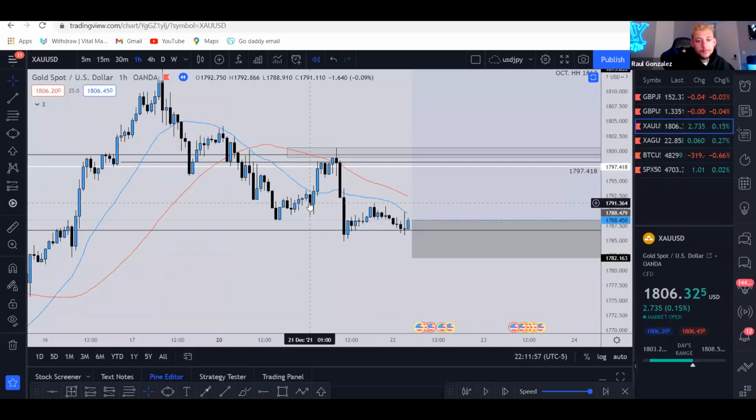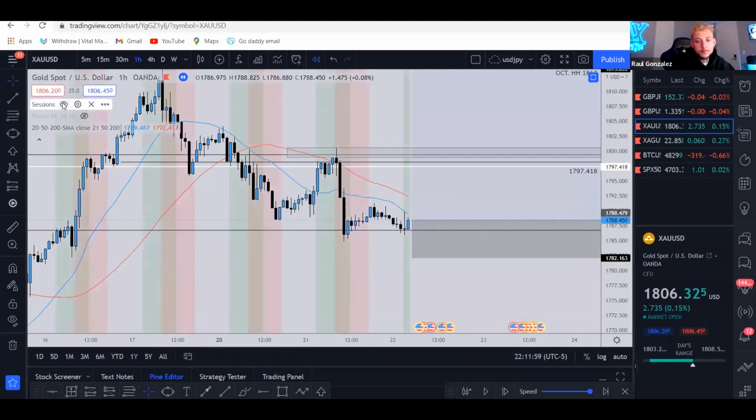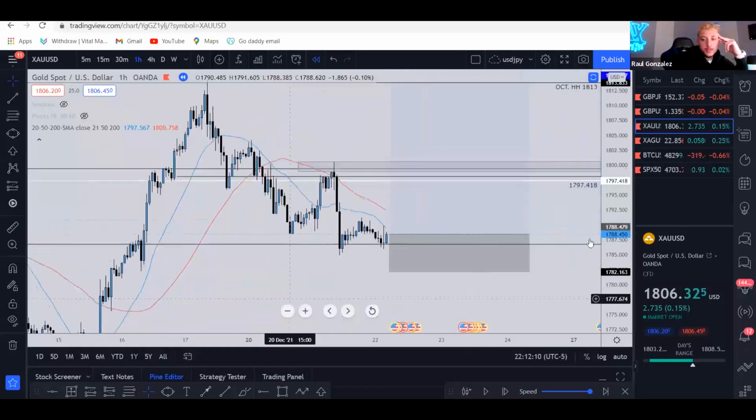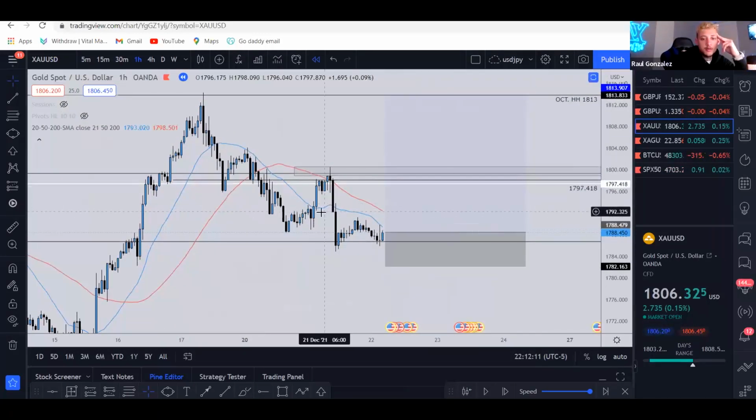Let me check the time. Yeah, I would have probably bought here. That's if I'm trading the London session. But it depends, because if I'm trading London session and I would have seen price do something like this, I would have probably looked to buy. If I'm trading the New York session, I would have actually looked to sell because our structure was bearish, and then we're at 1797, which is a major level.